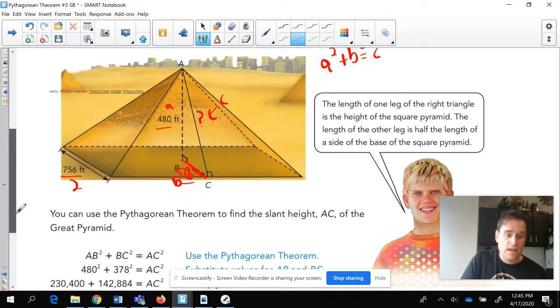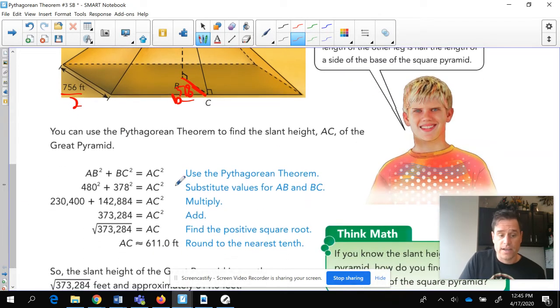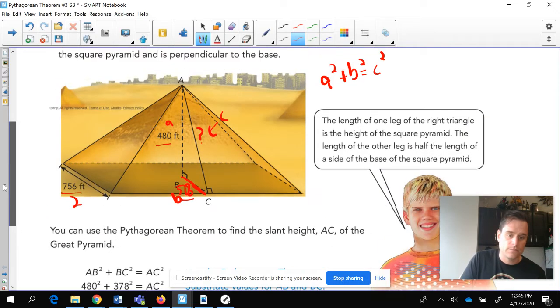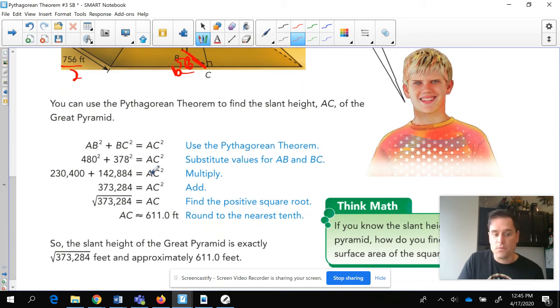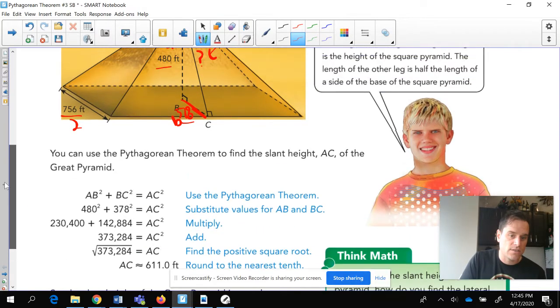And here it is right here. It's already done for us for the first one. A squared plus B squared equals C squared. Forget about this AB and this BC; that's just using the line segments here. But we can plug that in, find the square root, and it's going to give us approximately 611 feet. So we can use the Pythagorean theorem to solve problems with solids.